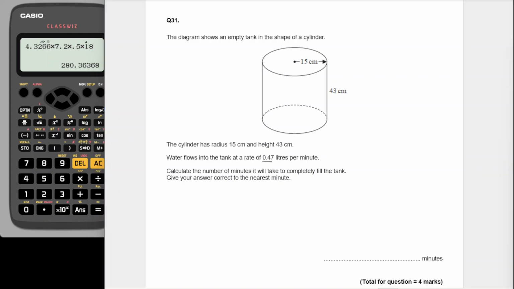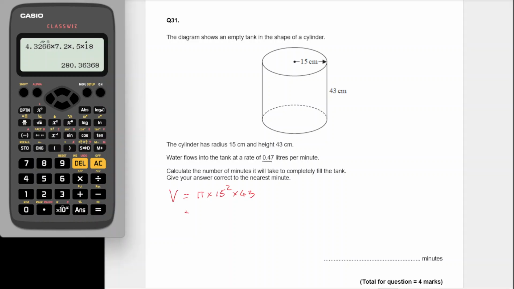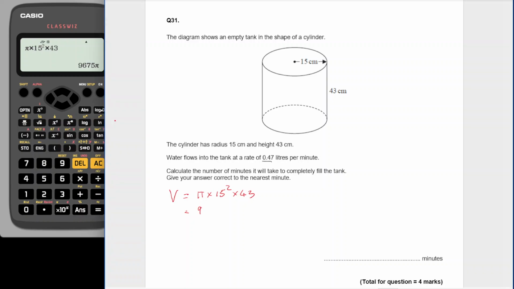Okay, so I'm going to start by working out the volume of the cylinder. The volume is going to be equal to pi times the radius squared times 43. So the volume of that is, shift pi, you can press shift pi times 15 squared times 43. That's going to give me... I'm going to leave it in terms of pi for now, just because it keeps my answer exact.